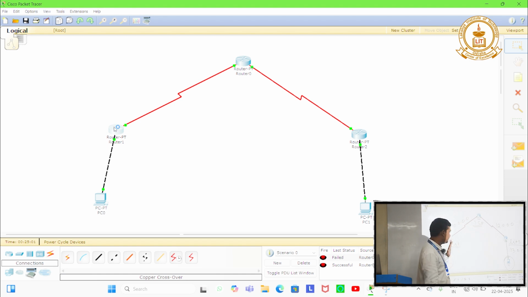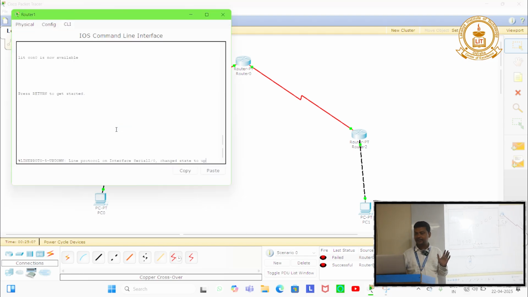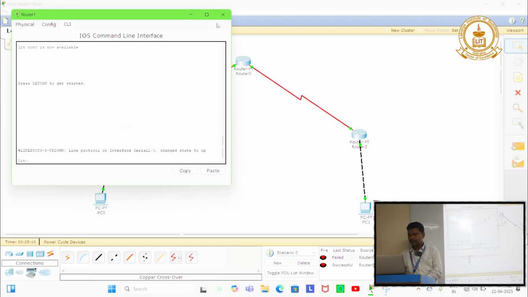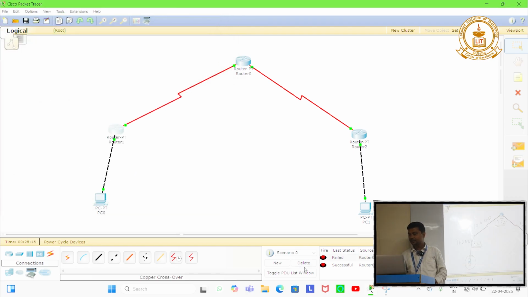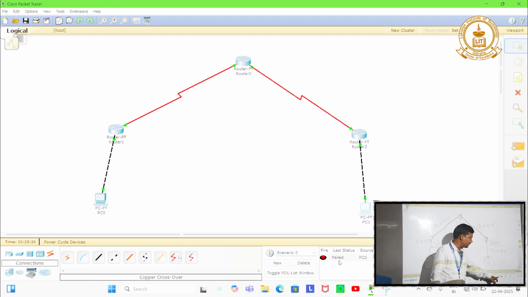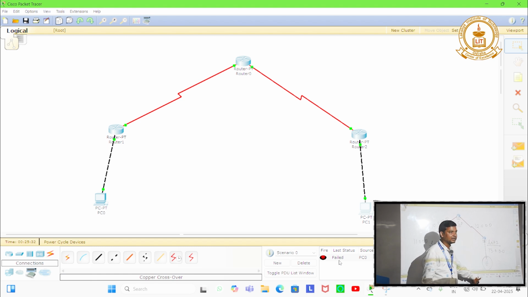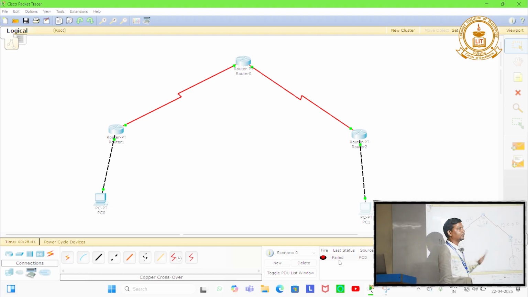First we use the LIT router. In the LIT router, how many networks are directly connected? First, the PCs are not connected with each other. Simply, from PC0 to PC1 it fails: the source is PC0, the destination is PC1, the type is ICMP, but the status is failed. Our aim is that these are different locations, and the computers in different locations should be connected with each other.